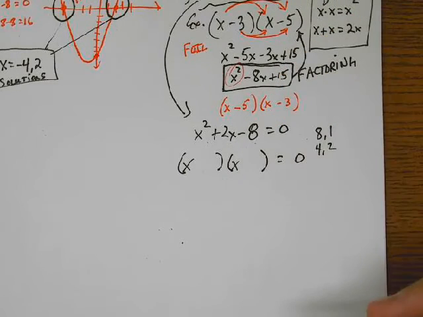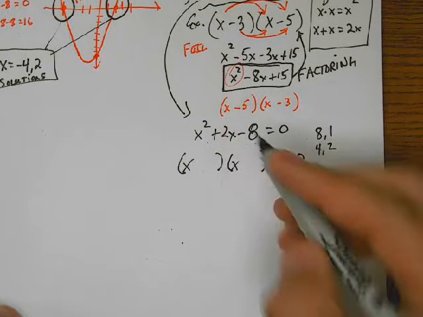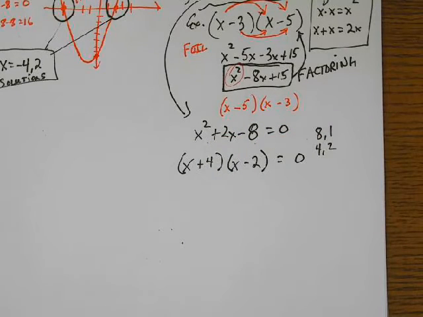So we've got two things to consider: -8, +1; -4, +2; +8, -1; +4, -2. What combination will end up with +2 in the middle? +4, -2. Very good, Carson. +4, -2. It's the only combination that works.